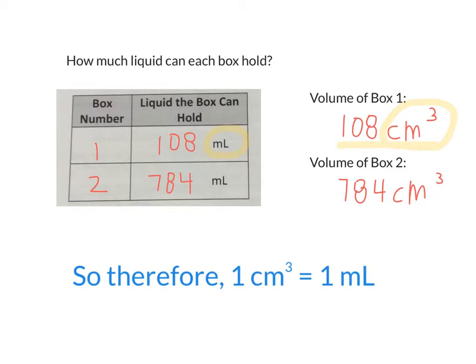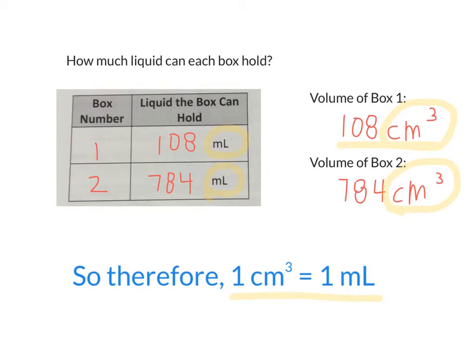Same thing in box number 2. Box number 2 held 784 cubic centimeters, which means each cubic centimeter is the same as 1 milliliter. So it can hold 784 milliliters. 1 cubic centimeter is equal to 1 milliliter. If I have a box and the volume is 25 cubic centimeters, how much water can it hold? 25 milliliters. If I have another box that can hold 100 cubic centimeters, how much water can it hold?